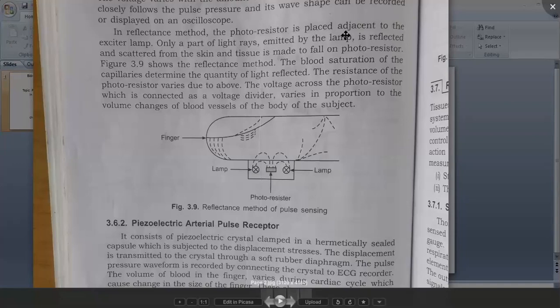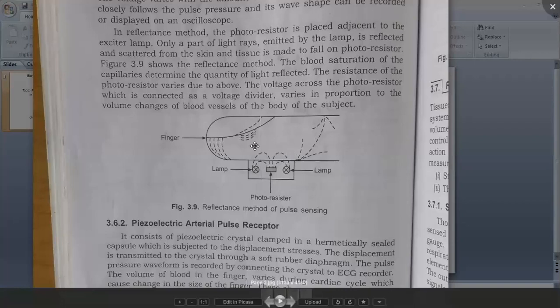The photoresistor is placed adjacent to the exciter lamp. These two are exciter lamps. These lamps will produce light with a certain intensity. In the previous case also we had a lamp, and that lamp produced light with some intensity. In this reflectance method, we place a photoresistor adjacent to these lamps, side by side, whenever the blood pressure changes.